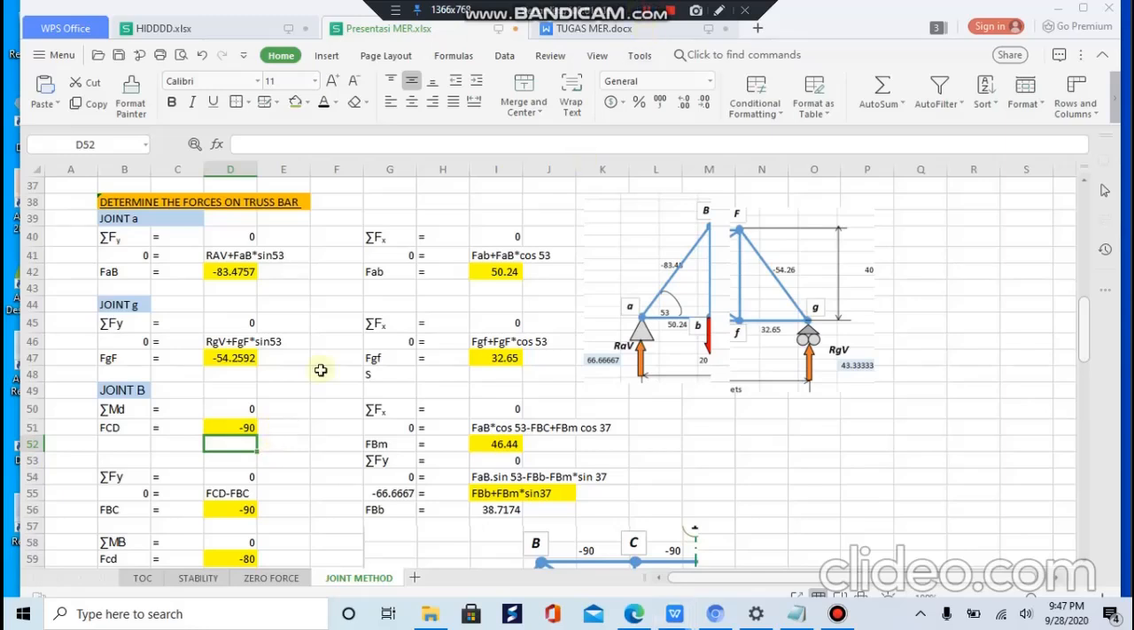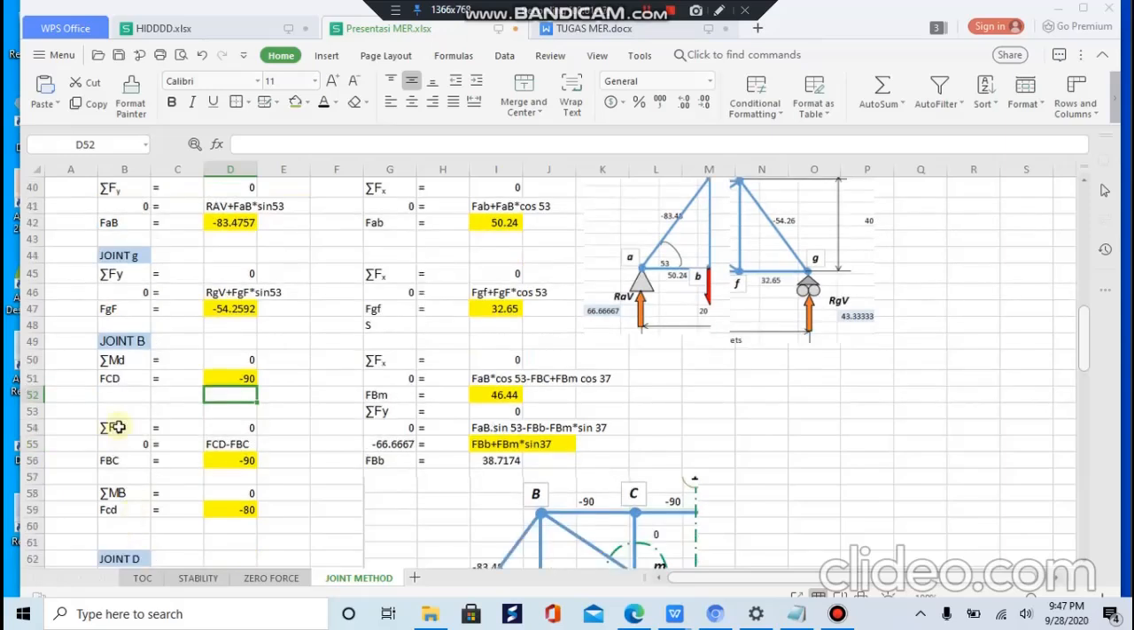Because we already know the FCD, we can calculate the FBC too using sigma Fy is equal to 0. 0 is equal to FCD minus FBC. So FBC will be the same as FCD. It will be minus 90.